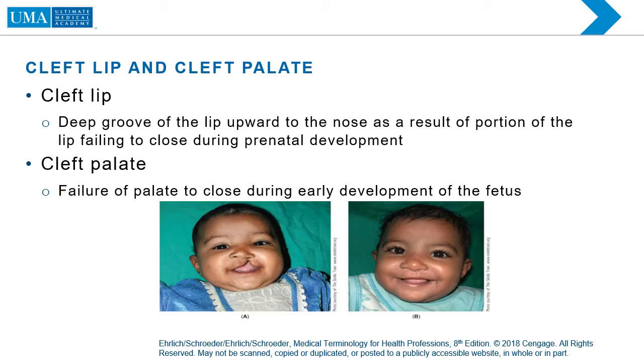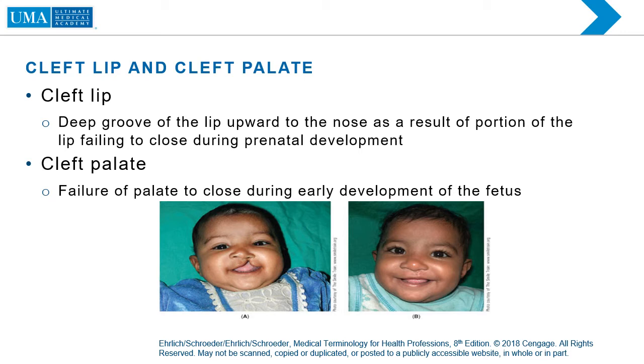Here we're identifying two conditions that you may see in infants or newborns. One is the cleft lip, and then we have the cleft palate. Now, with the cleft lip, of course, this would involve the lips, and this is also known as a hare lip. This would be a birth defect in which there's a deep groove on the lip which runs upward toward the nose, and as a result of this, the failure of the lip to close during prenatal development.